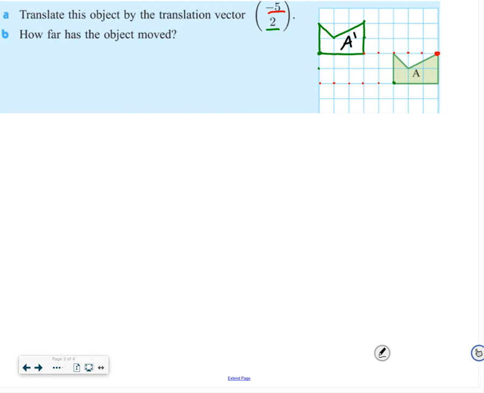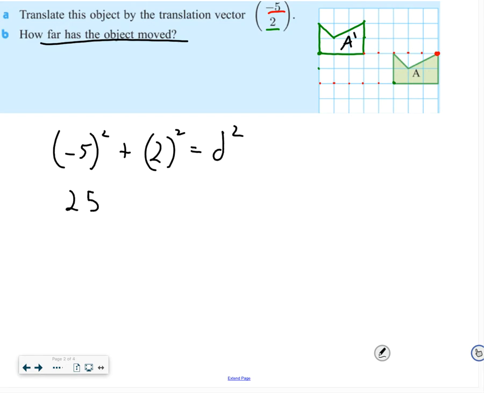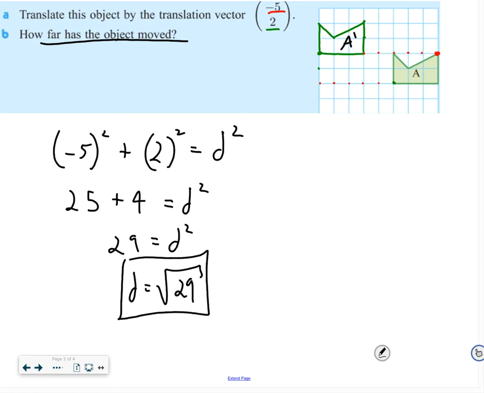Okay, so to figure out how far the object is moved, we just take our parameters and we have -5 squared plus 2 squared equals our distance squared. Okay, well, anything negative squared is positive, so we just get positive 25 plus 4, which is 2 squared, equals d squared. So we get 29 is equal to d squared. So d is equal to the square root of 29. I'm just going to leave my answer in radical form. So that's how far the object is moved from A to the image of A.